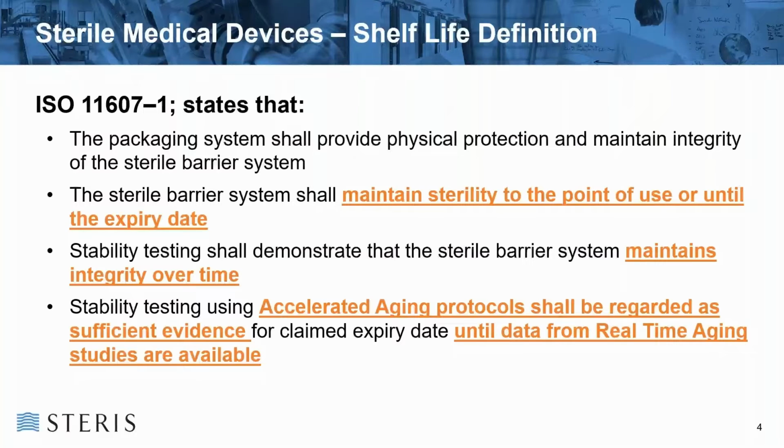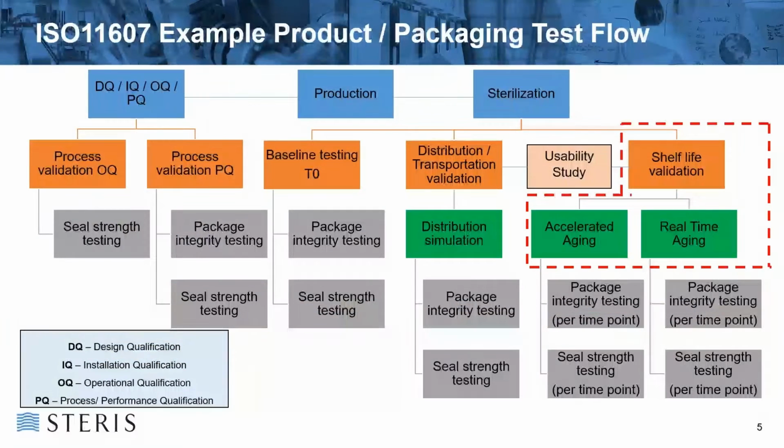That data from the accelerated aging is then valid until the real-time aging study data is available, along with post-accelerated and post-real-time aging testing to prove that the integrity of the packaging is still there. If you look at a graphic of ISO 11607 Part 2, you have everything there from DQ, or design qualification, IQ, OQ, PQs, and the process of assessing the packaging throughout.